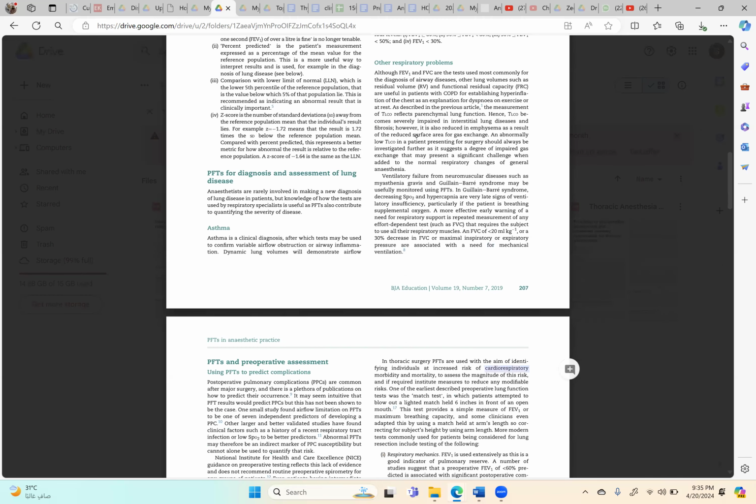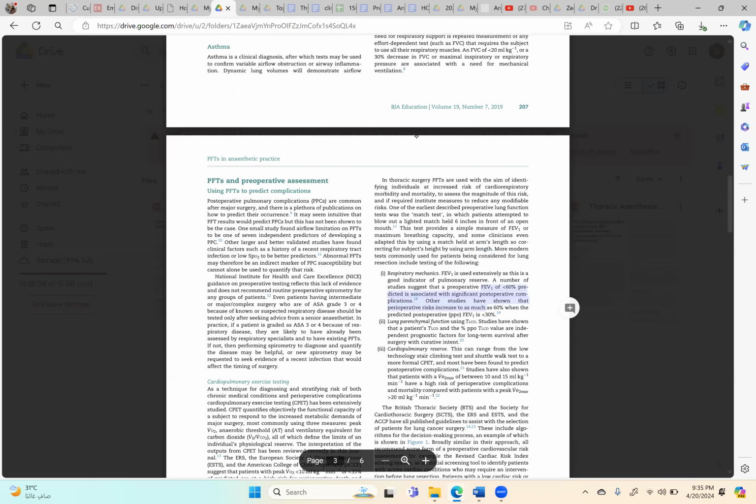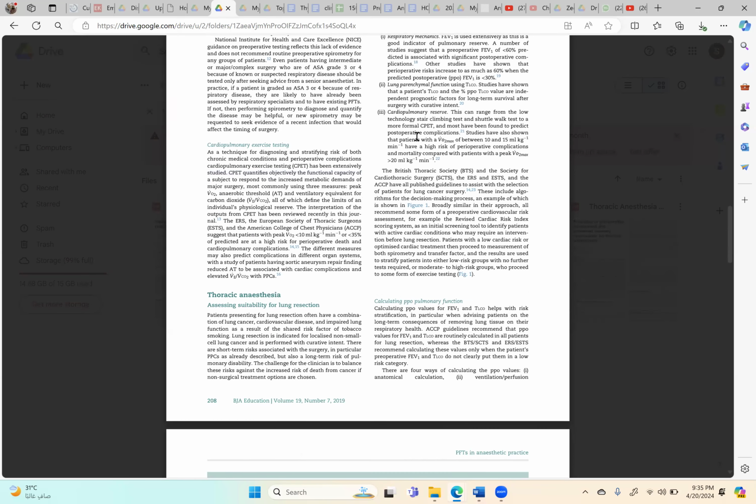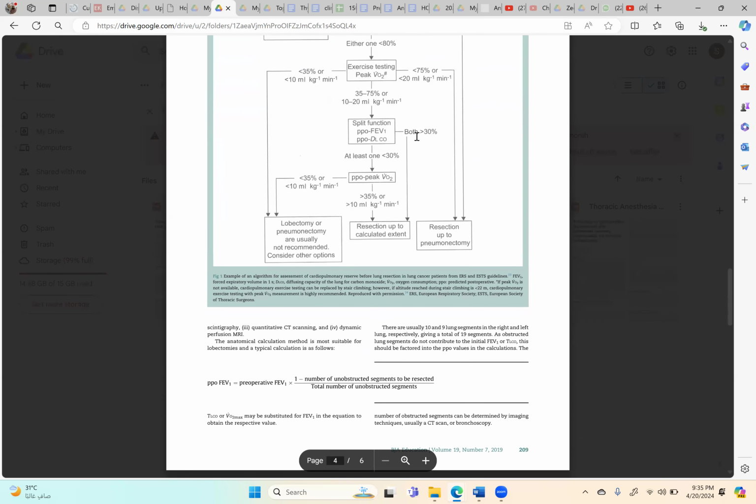Pulmonary function test, FEV1 over FVC ratio, obstructive versus restrictive lung disease: in obstructive disease, FEV1 is reduced more than FVC, so the ratio is reduced. In restrictive lung disease, FVC is reduced and the ratio is relatively increased. Okay, I will stop here, and you are all welcome to discuss.